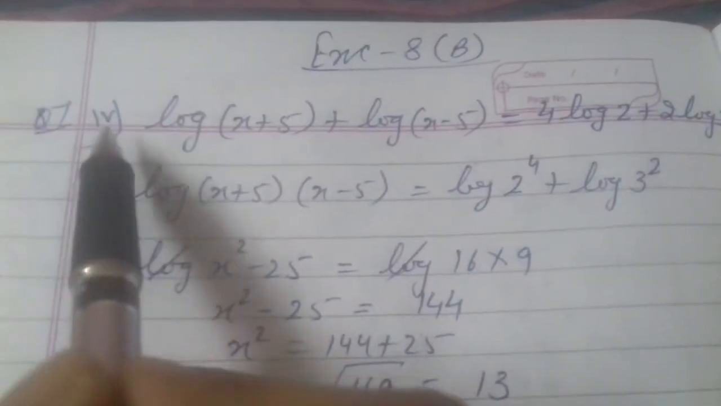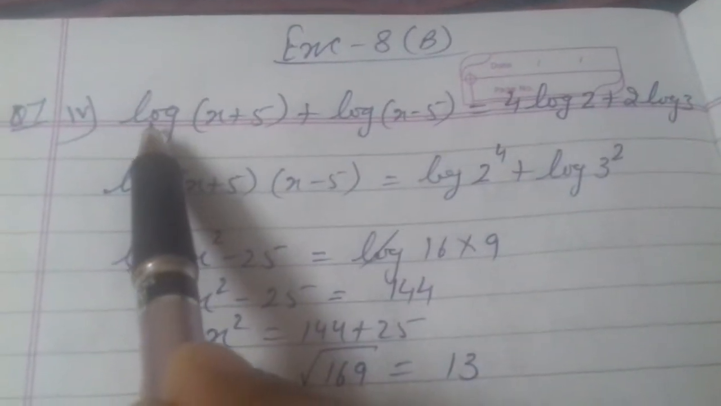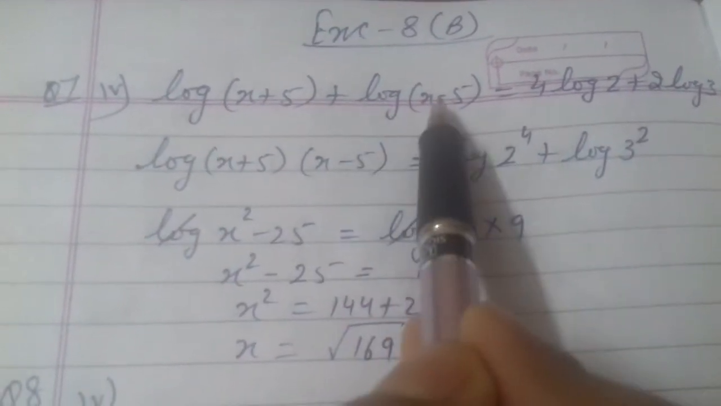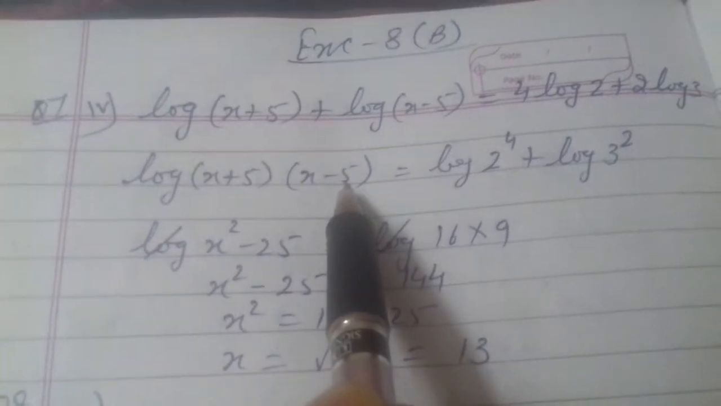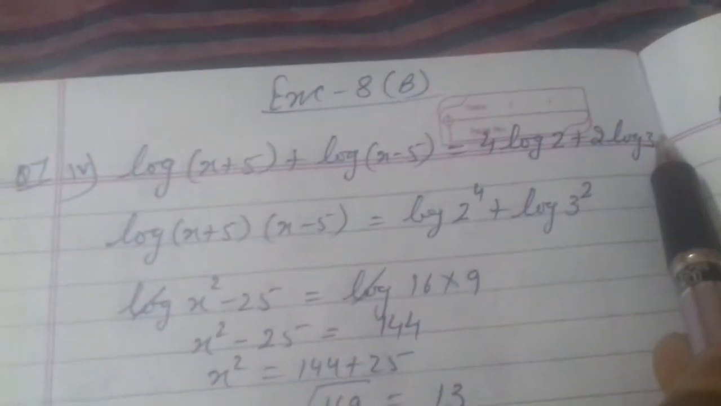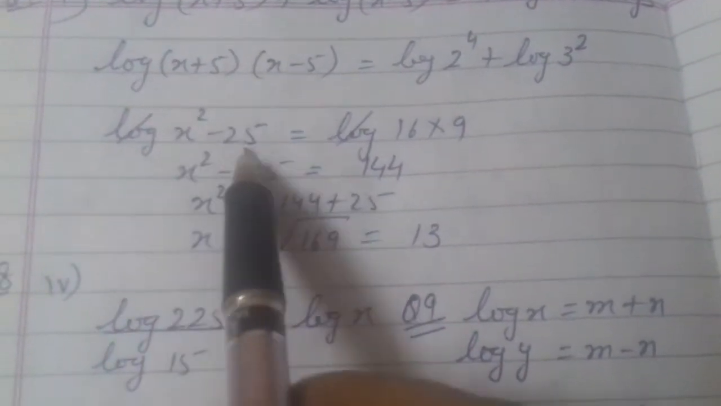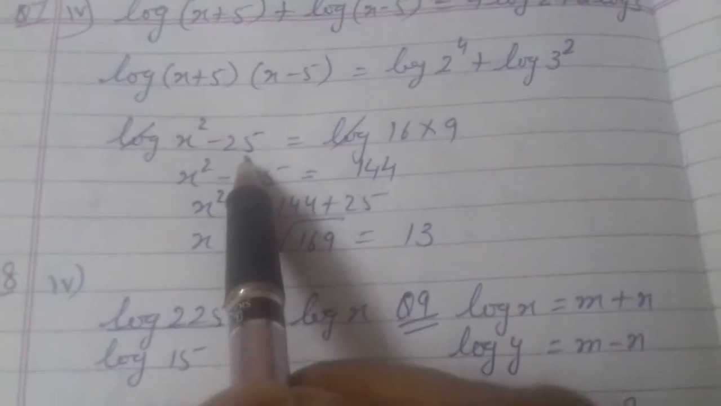Yes, seventh question children, fourth part of this. This is the given statement. Apply the same law. Log A plus log B, that is log A into B, is equal to 4 will be taken as power, 2 will be taken as power. Clear? Now you can see here it is A plus B into A minus B, that is A square minus B square. We have already done this identity.